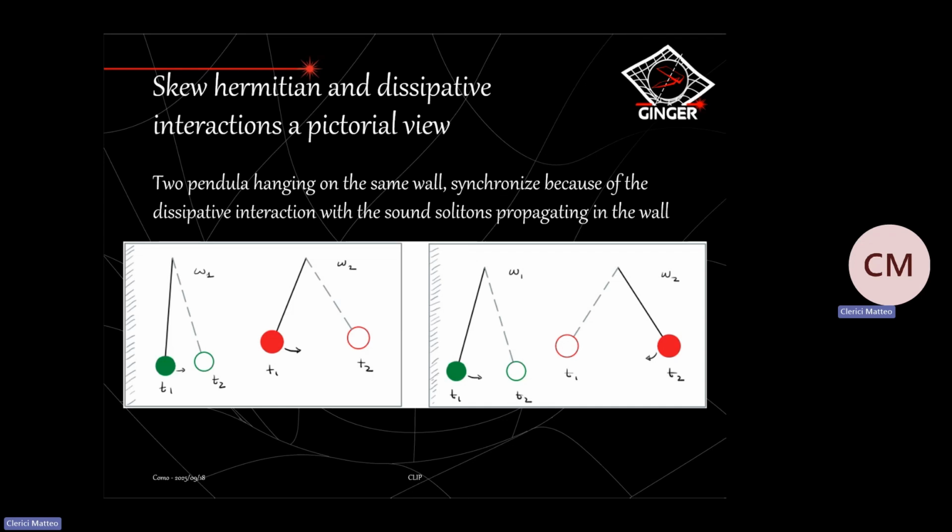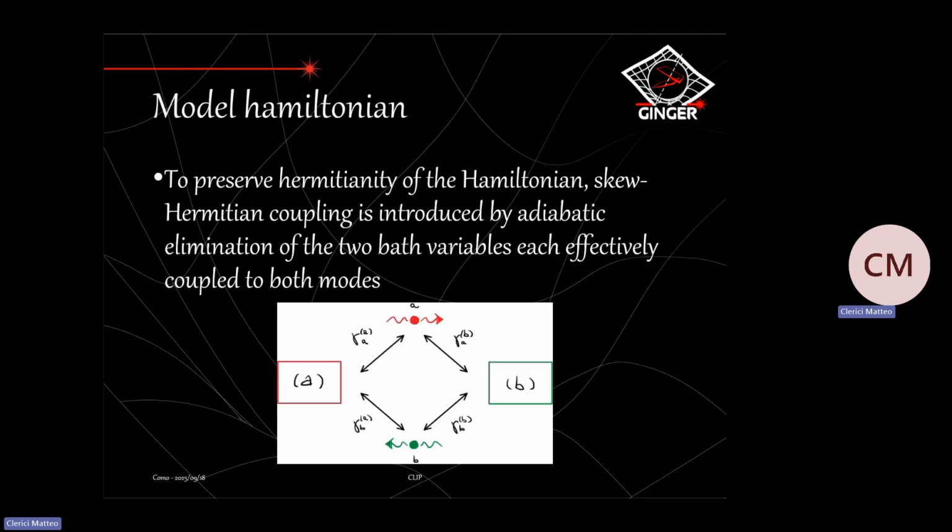This is just a pictorial view of the backscattering. The mirror acts as the wall, and the photons are the two oscillators. Essentially, to keep the Hermiticity of the full Hamiltonian, you have to consider different baths for different modes. You cannot consider a single bath. You have to consider that the baths are different. So this gives you back the Hermiticity of the full Hamiltonian.